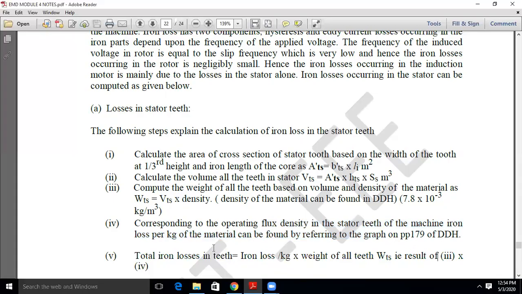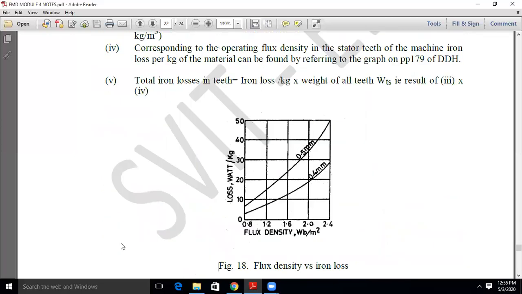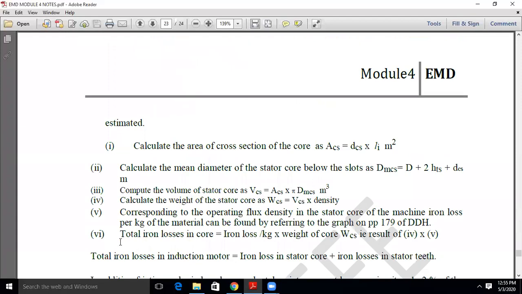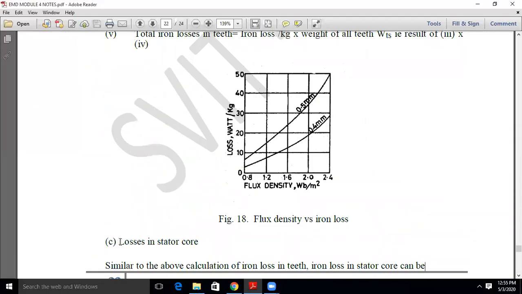So the total iron loss in the teeth will be iron loss per kg into the weight of all teeth WTS, that is the result of 3 and 4. This is what we need to calculate, and then we need to go for losses in the stator core.